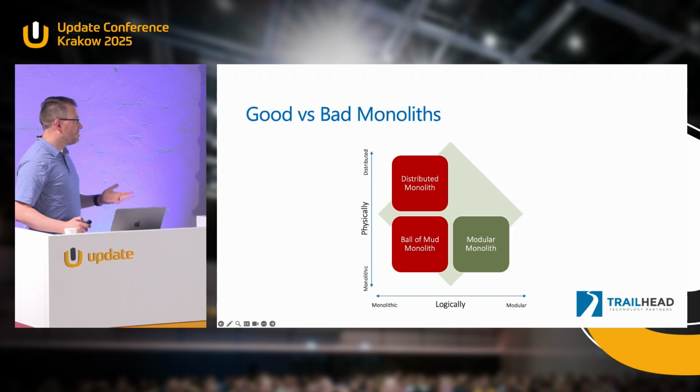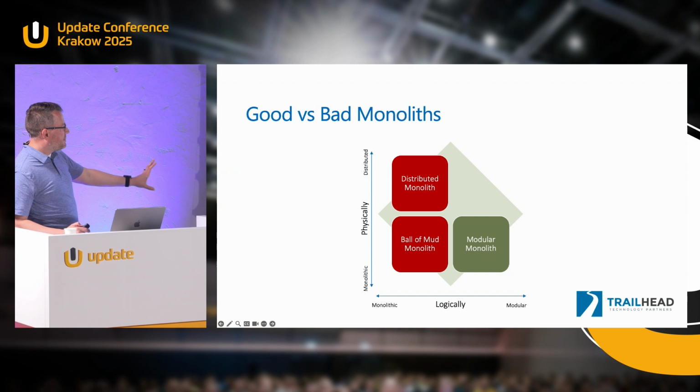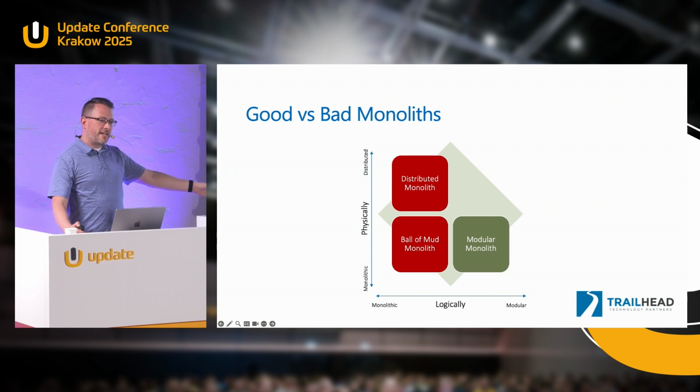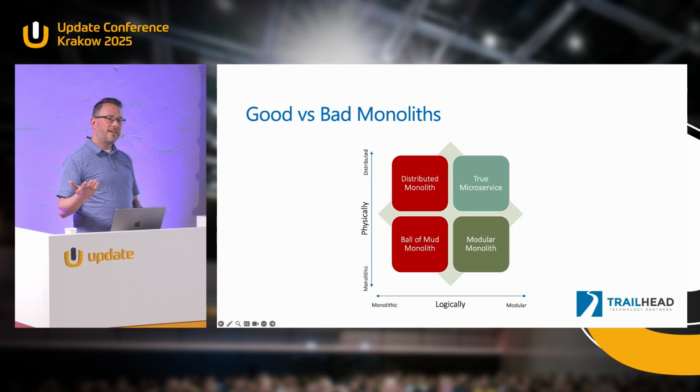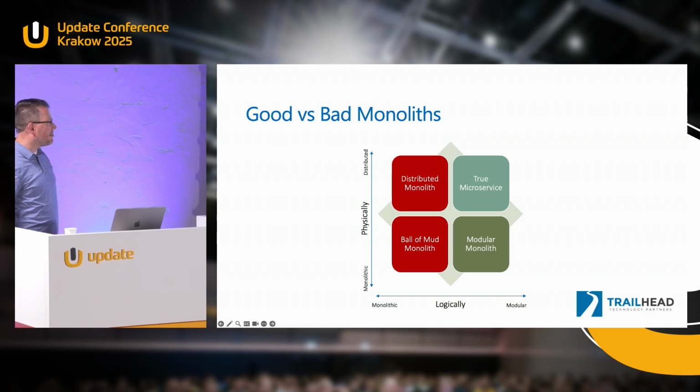Then you have the distributed monolith, perhaps the worst of all of these, which is monolithic in its architecture. Everything is coupled to everything else in the application, but then you try and just deploy those pieces separately. And the last is the true microservice, the goal anyone building a distributed monolith is actually aiming at, which is where you create modular, non-coupled modules and distribute them separately.